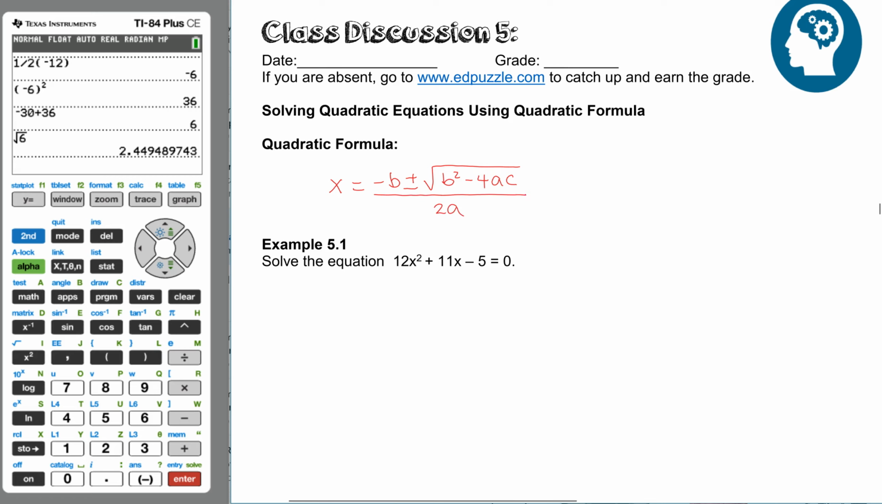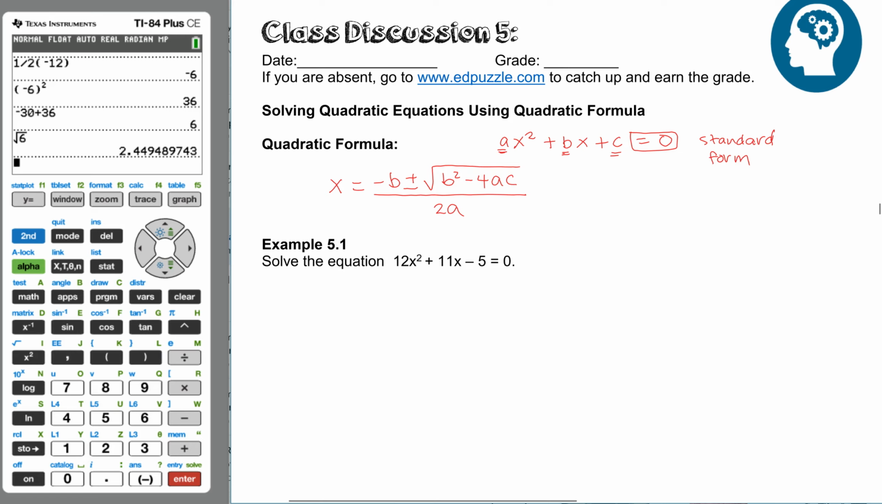Now, you might be wondering where to get a, b, and c. This is actually from the standard form, ax squared plus bx plus c equals 0. So a is the number before x squared, b is the number before x, and c is just the constant. That is where you're going to identify the values of a, b, and c. So make sure that you have the standard form, set equal to 0.